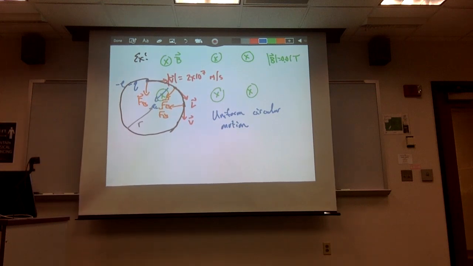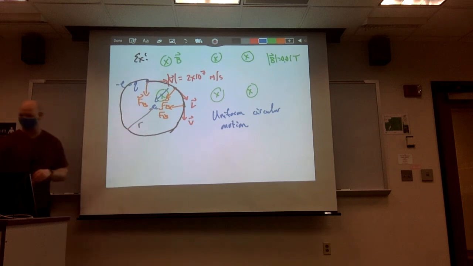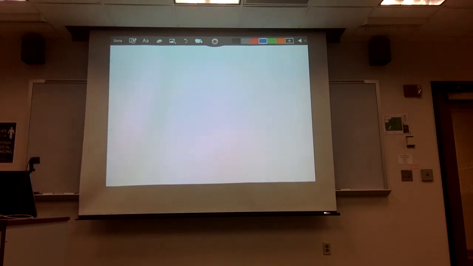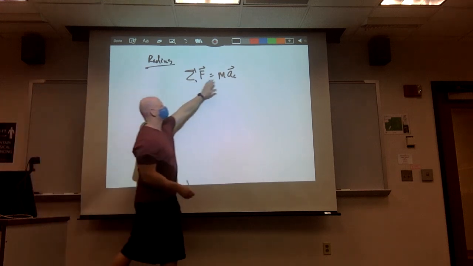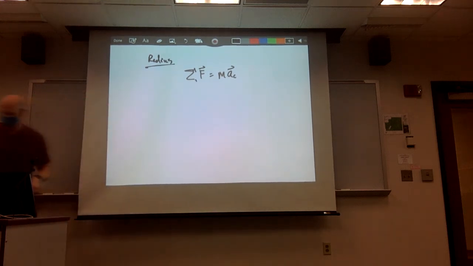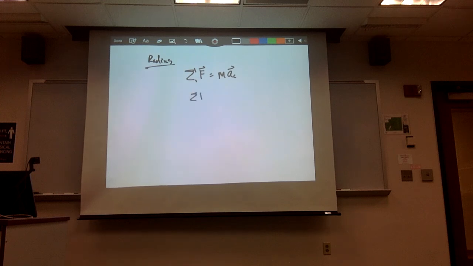So we want to know, what is the radius of the circle that this thing undergoes? Let's look at the radius. To find the radius, by Newton's second law, the sum of the forces acting on my charged particle must equal the mass times the acceleration, but in this case it's the centripetal acceleration. The force is in the direction of the centripetal acceleration, so I'm just going to write the sum of the forces equal to m a_c.